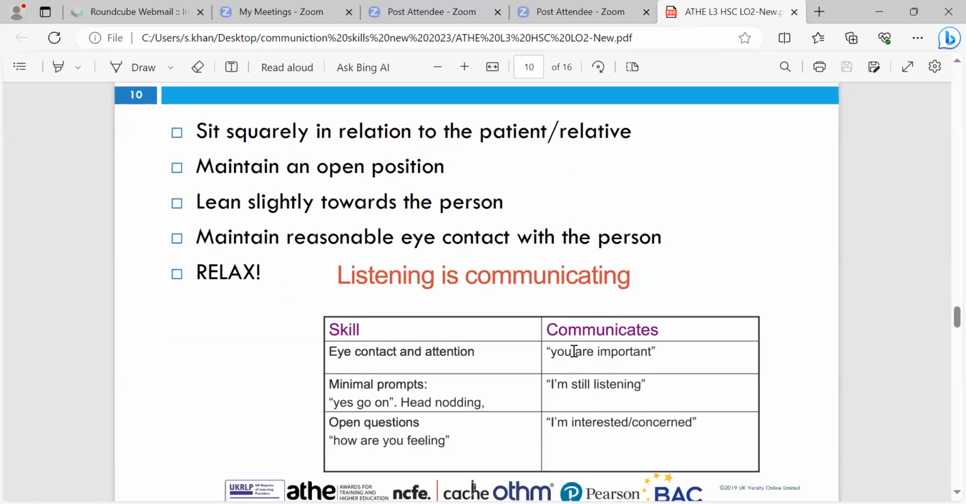Behavioral aspects are, if you sit squarely in relation to the patient or the relative, it demonstrates that you are listening to that person, but also that you are concentrating on what they're saying. You maintain an open position, so you lean towards the person. That's so important as well. You maintain reasonable eye contact with the person and you relax. It's important that you relax as an individual, because you need to be able to listen to that person.